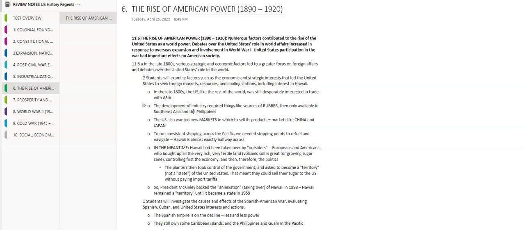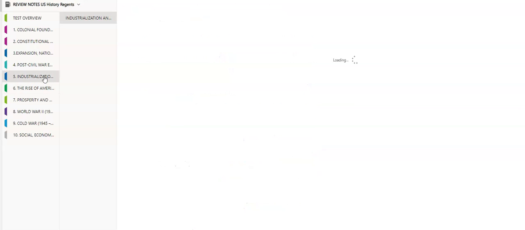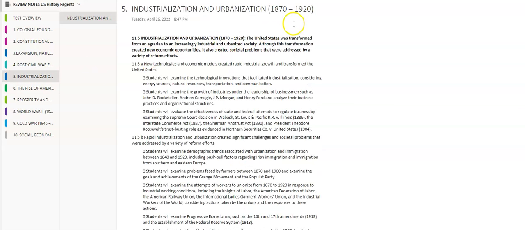Okay, here we go. So, Section 6 of the Regents curriculum is the rise of American power, 1890 to 1920. As you notice, that overlaps with certain things. For instance, it overlaps with industrialization. If I just pull this up here for a minute. That's happening at the same time.